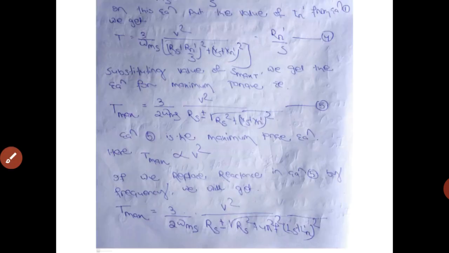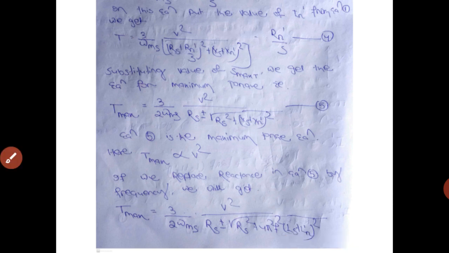Now if we put both the values of Ir' and s_max T in the torque equation, we can get the equation for the maximum torque, that is 3 by 2ωms into V² divided by Rs plus or minus the square root of Rs² + (Xs + Xr')². This equation 5 is given for the maximum torque. Here we can see maximum torque is directly proportional to V².